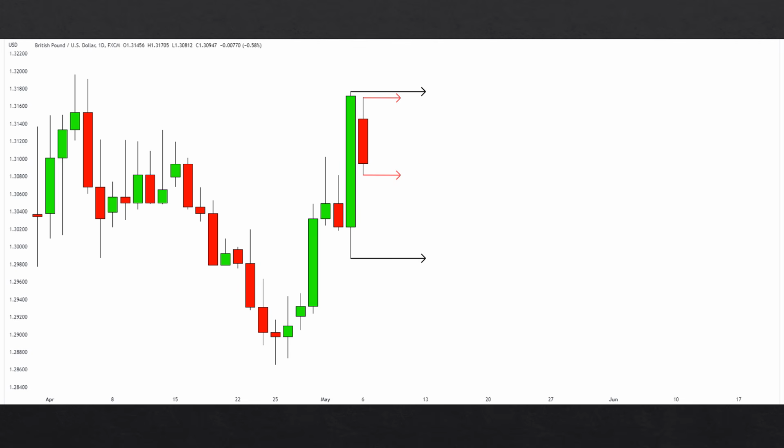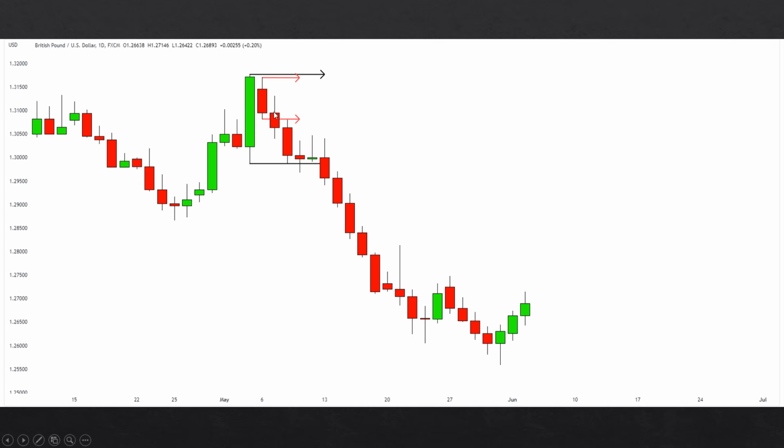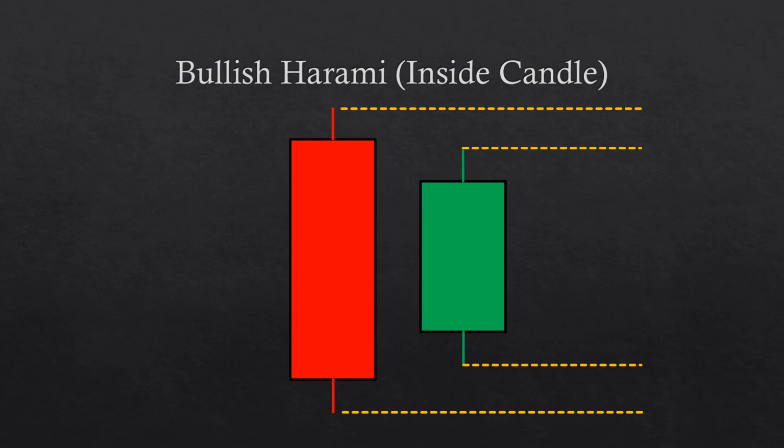In this other image, you can see what happened with price right after the bearish harami pattern. It went straight to the downside just like the pattern anticipated. Let's observe now an example of a bullish harami or a bullish inside candle. This illustration shows that the most recent candlestick in a bullish harami will usually be bullish, but there can be exceptions.